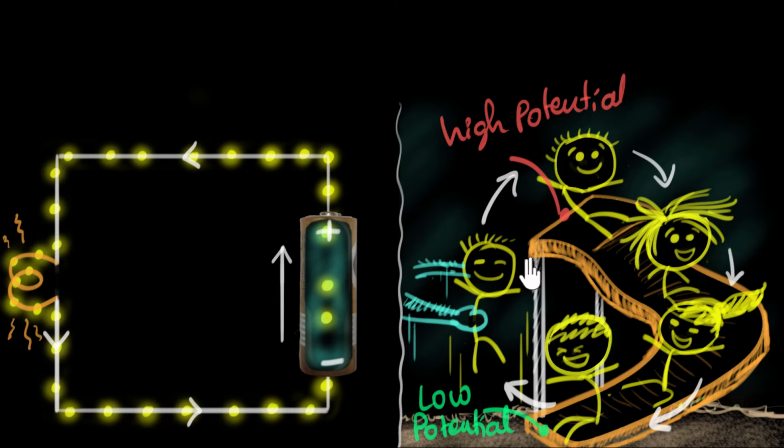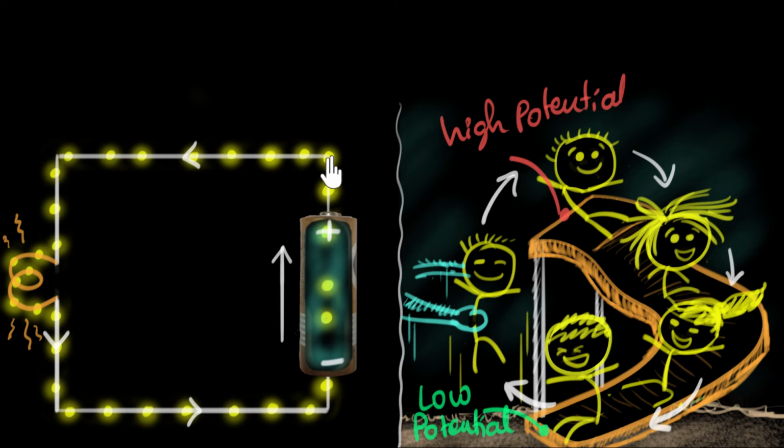The only difference between these two cases, one is that this is due to gravity, this is due to electricity. But another major difference you can see is that over here, as kids are moving down, they are continuously losing potential energy and producing heat. But over here, we are going to assume that not much heat is created in the wires.